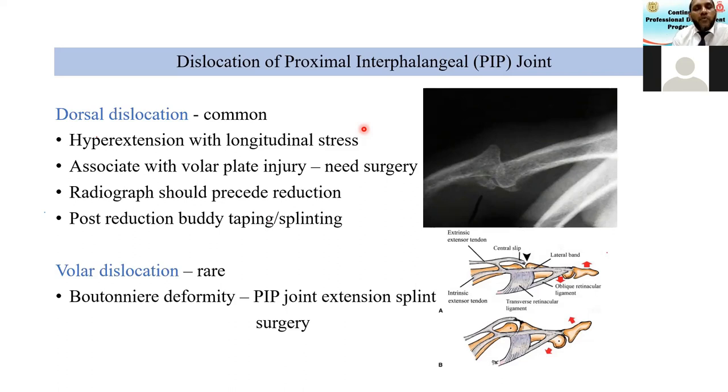Otherwise, if the volar plate is not corrected, this can go into a boutonniere deformity, with rupture of the central slip, leading to hyperextension of the distal phalanx with flexion of the PIP joint. Boutonniere deformities can also be managed with full extension in a splint, like a barrel splint for the PIP joint, but surgery is the appropriate treatment for this condition.